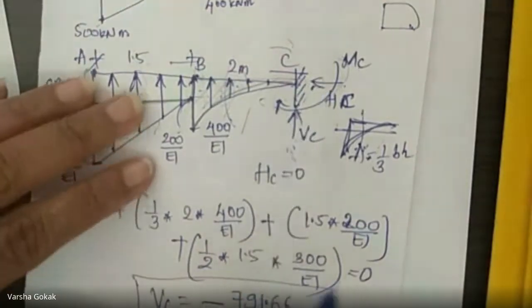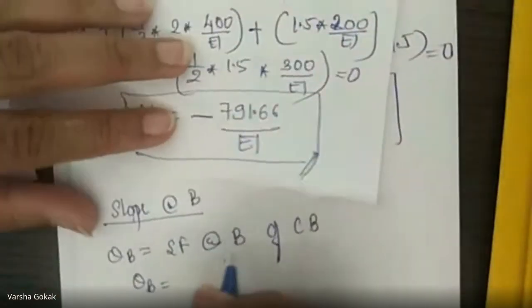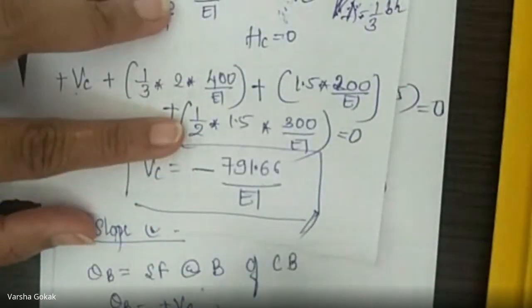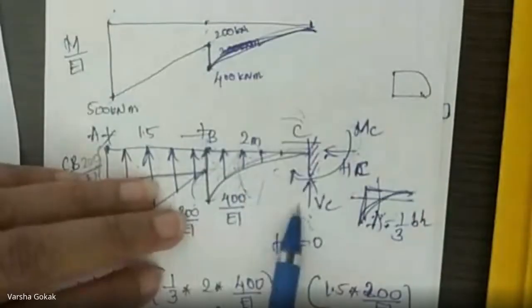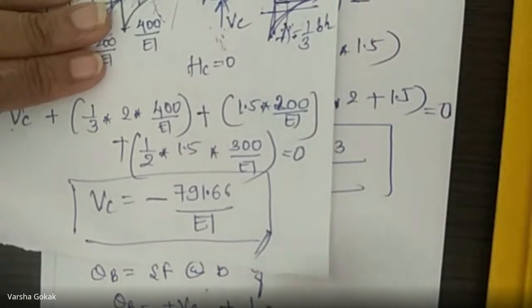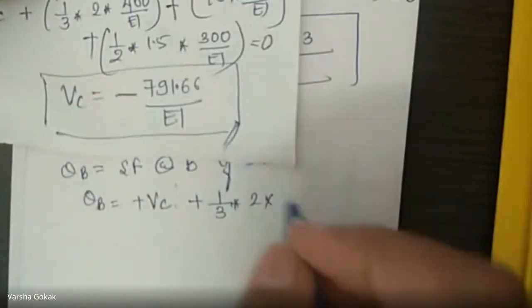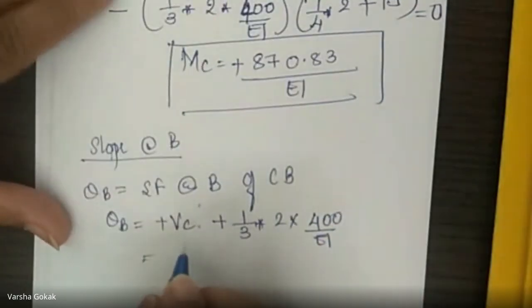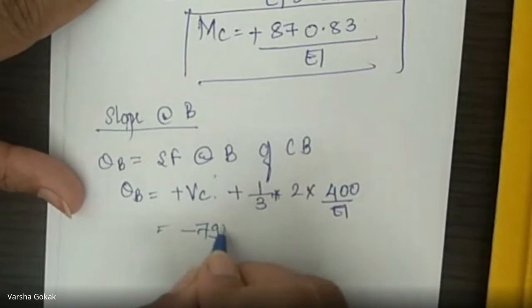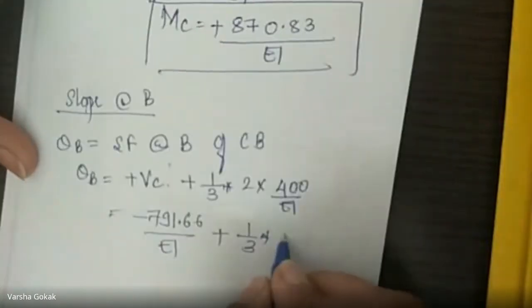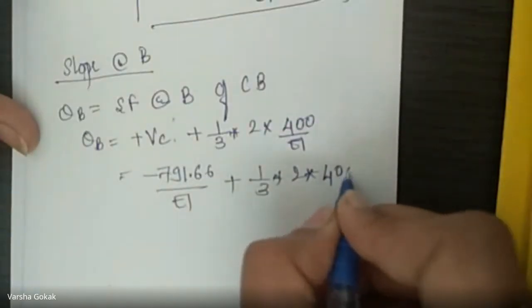Right side. We'll go from the right side. So the shear force at B when we are calculating would be plus VC, and the area of this. How much is that area? 1/3 base is 2, it's visible. 1/3 base into height, and the height is 400 by EI. Right? We have the VC value. VC value is minus 791.66 by EI plus 1/3 into 2 into 400. Get me this value please, theta B.